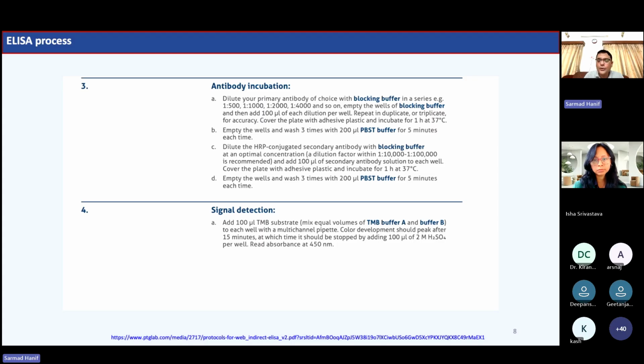So now you have various samples. For example, you have different kinds of samples of different doses. So you will be having different ODs at 450 nanometers. So these are basically the steps of ELISAs.